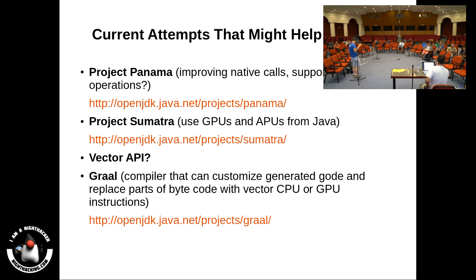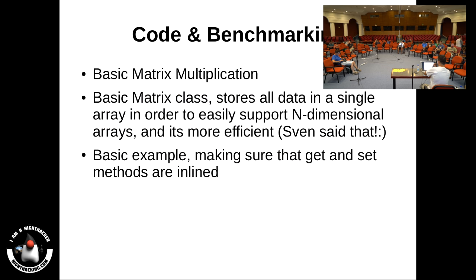And then the interesting thing that Jaroslav Tulach told me is that the Graal compiler that they're building at the moment at Oracle Labs can be customized to generate code and replace parts of the bytecode with CPU or GPU instructions. So that might be a very interesting solution that is available at the moment. But as you are guessing, it requires a higher level of expertise, and you need to know assembly and bytecode really well, so it's not easy to use. So we still have that problem.